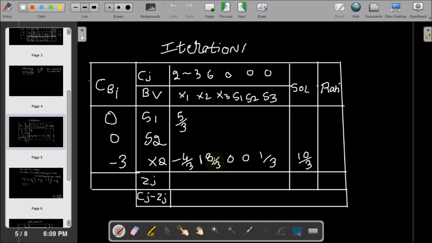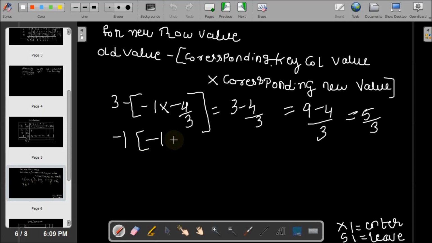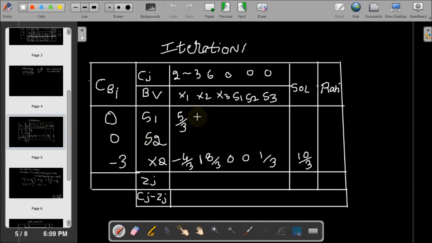Sorry, it is not 18. Sorry for that. So what is the second value? Minus 4 by 3, 1, 8 by 3, 0, 0, 1 by 3, 10 by 3. The second value is 1 here. So I will substitute 1. Getting, guys? So what is the value you will get? Minus 1 plus 1, so it will be 0. So now the new value for S2 here is 0.